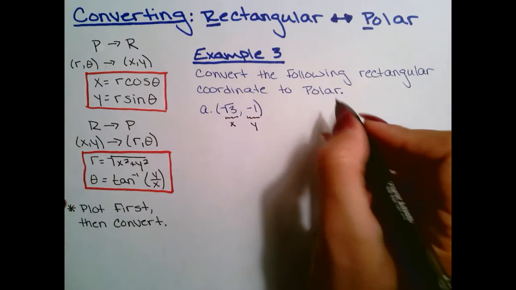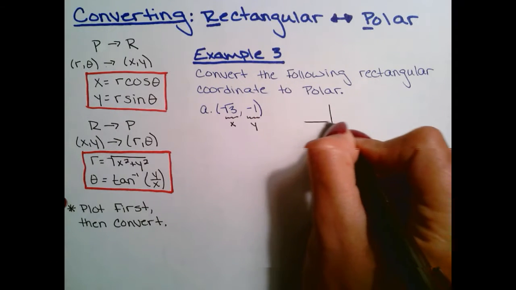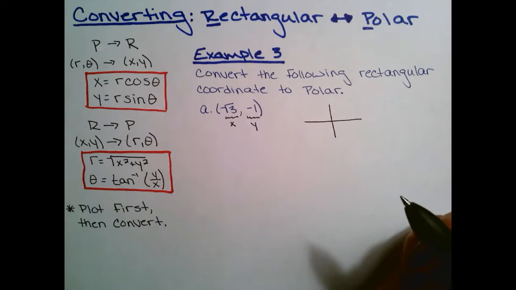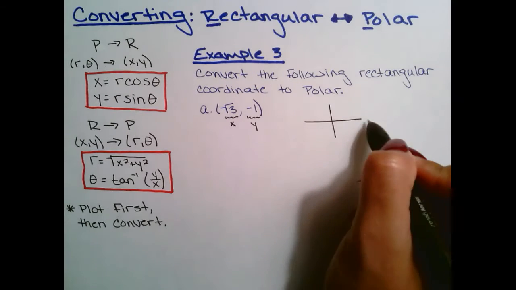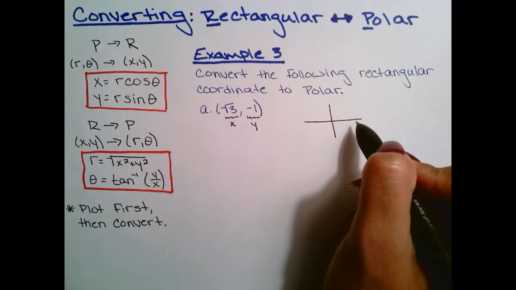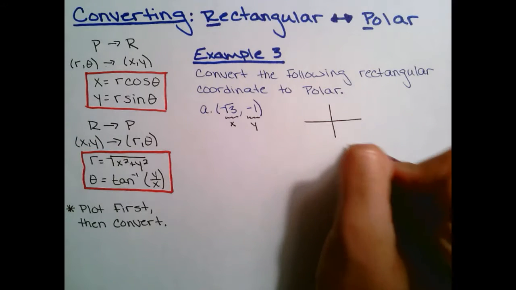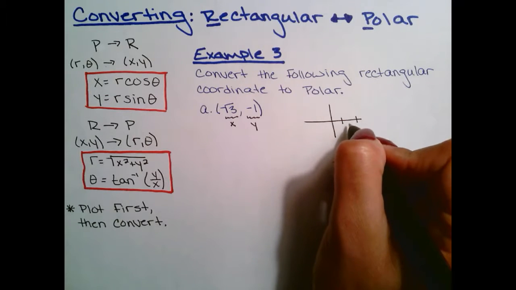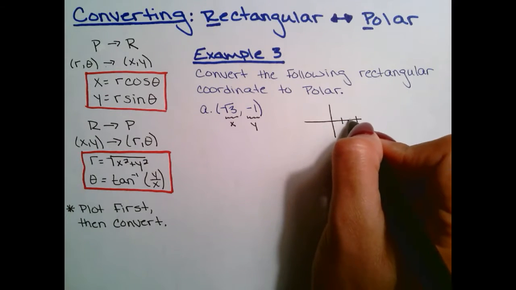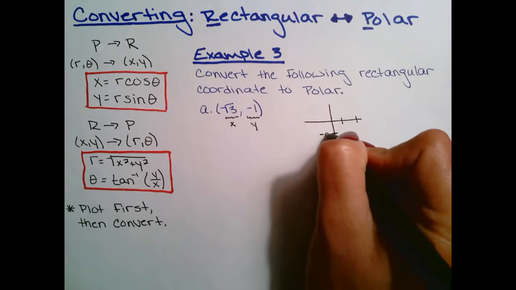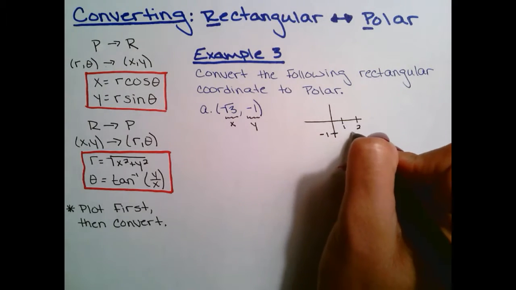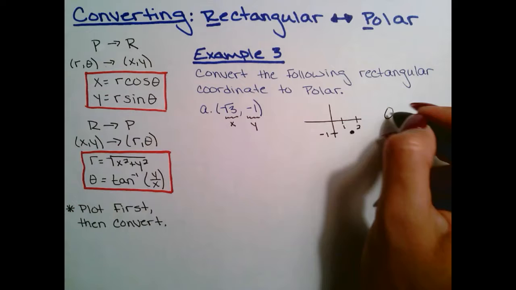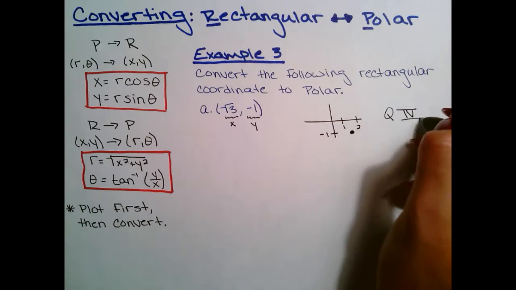So I'm going to take the advice, and I'm going to plot it first. Maybe you don't know what radical 3 is off the top of your head. I sure don't. But I do know that it is a positive x value, so I'm going to be going to the right. And then my y is negative, so I'm going to be going down 1. So I will end up in quadrant 4. If you do use your calculator, you'll get, I believe, 1 point something, and then negative 1. So it should be somewhere around there. Okay, so at least for now, I know that I am supposed to be in quadrant 4.